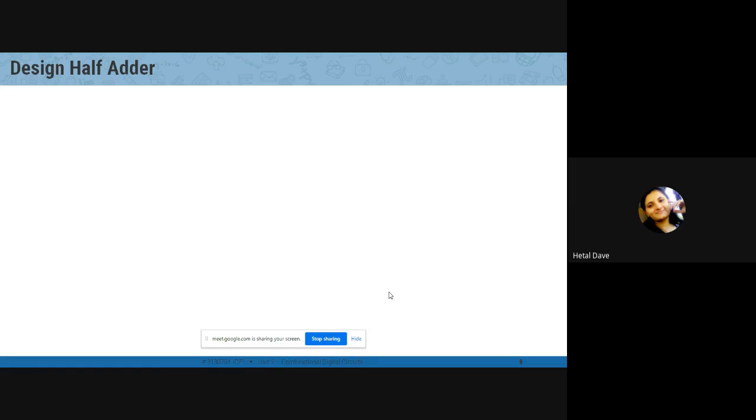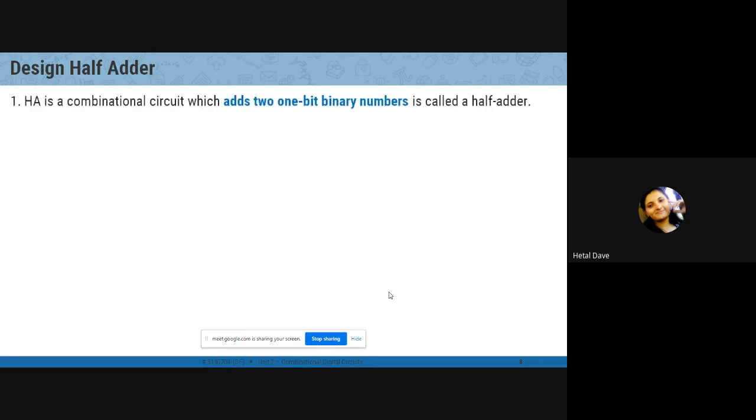So in any adder, the output will be 2 bits. One is sum, the second bit is carry. Yes, the carry will be forwarded to the next bit, but carry will be generated. Okay, so here, yes, very good for your answer.